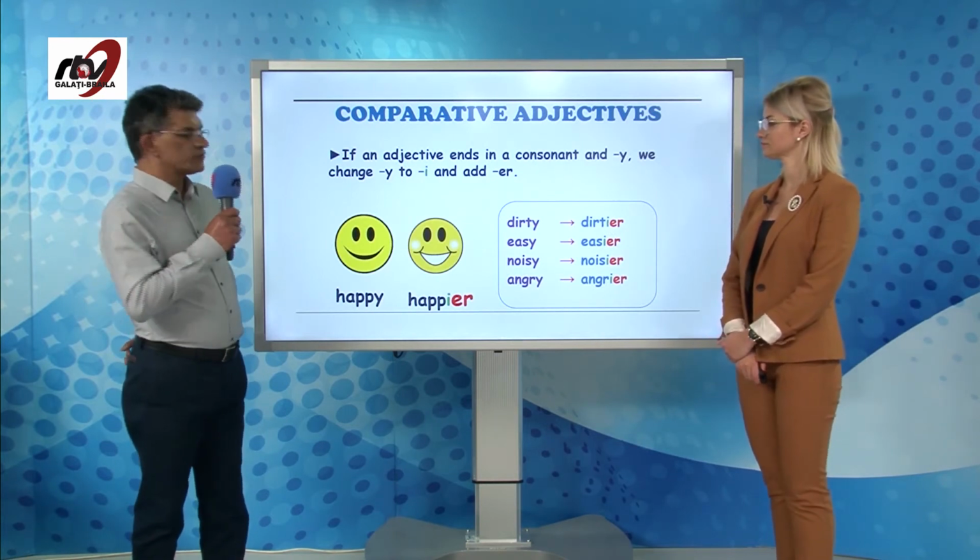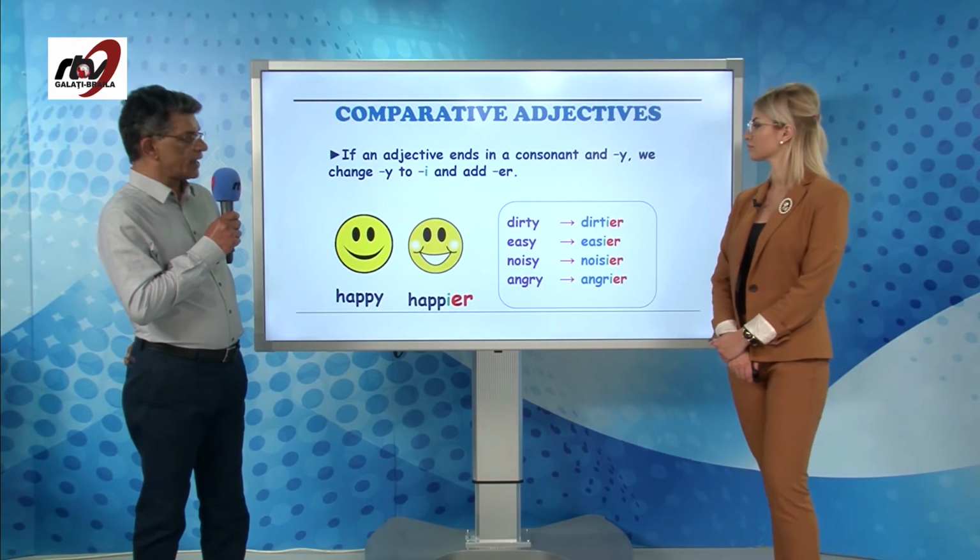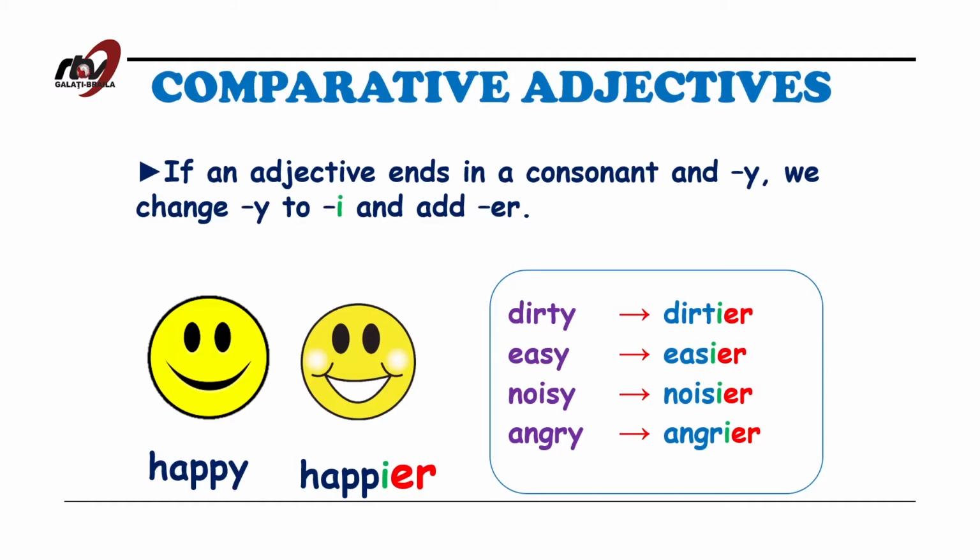And if an adjective ends in a consonant and Y, we change the Y to I and add ER to make it comparative.